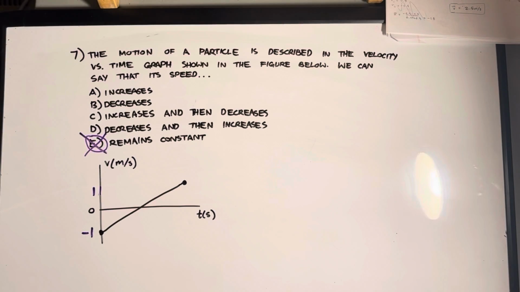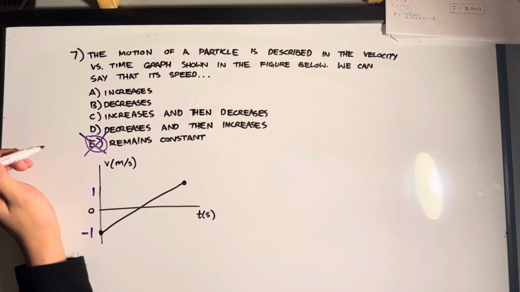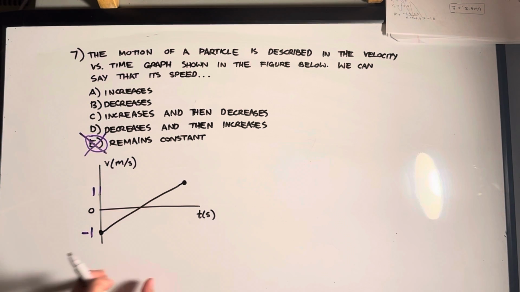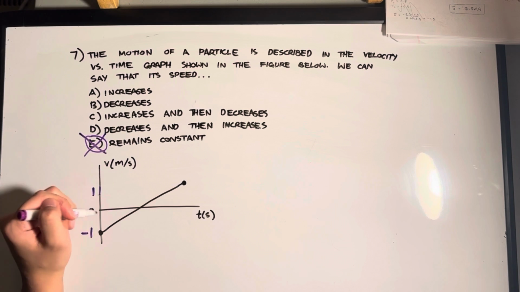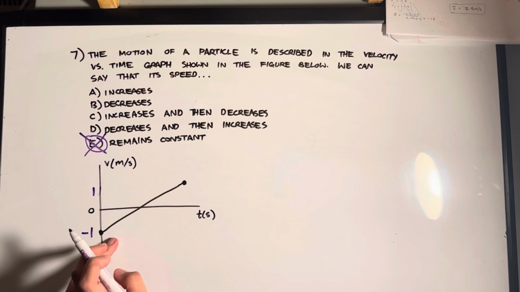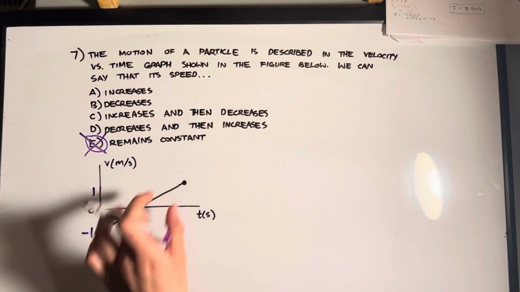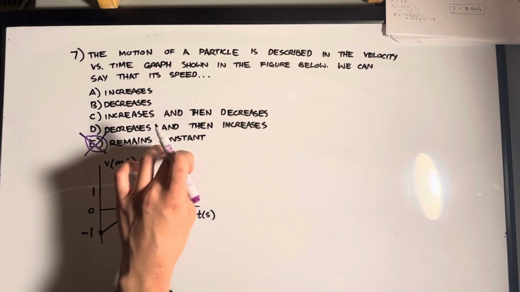Okay, number 7. The motion of a particle is described in the velocity versus time graph shown in the figure below. We can say that its speed... So my original answer, remains constant, is incorrect, because I did not know how to read this graph. Well, actually, how you read it is that we have our negative values below 0, obviously, and our positive values above. So it starts from below 0, and just because it's moving in a straight line at a constant rate, that does not mean it remains constant.